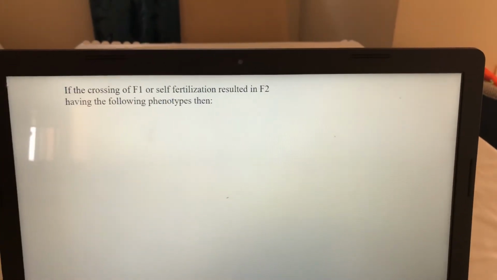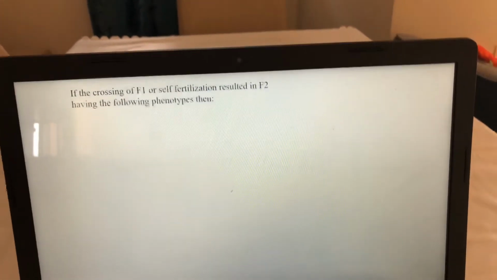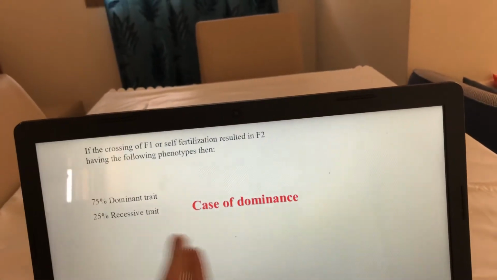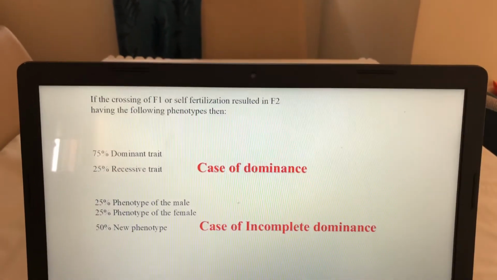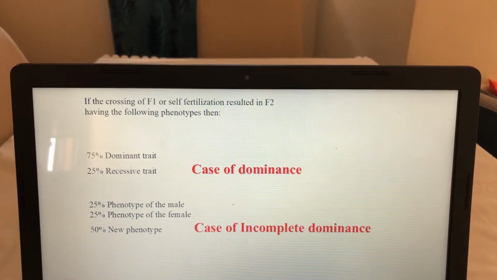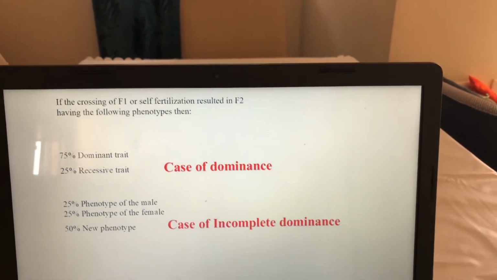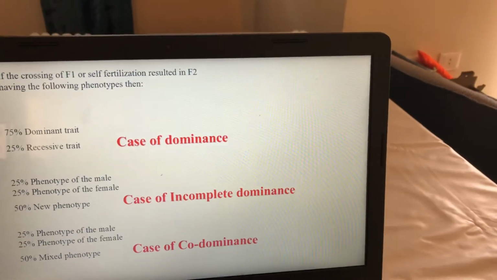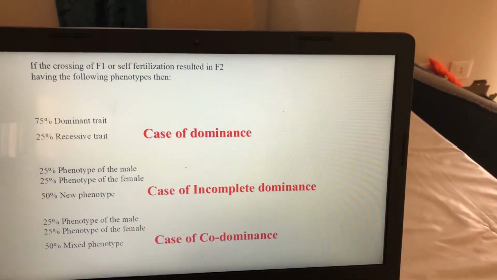So, if the crossing of F1 or the self-fertilization resulted in F2 having the following phenotypes: if the F2 has 75% dominant trait and 25% recessive trait, then it's the case of dominance. If you have 25% the phenotype of the male and 25% the phenotype of the female and 50% a new phenotype, then it's incomplete dominance. 25% the phenotype of the male, 25% the phenotype of the female, and you have 50% mixed phenotype, then it's the case of codominance.